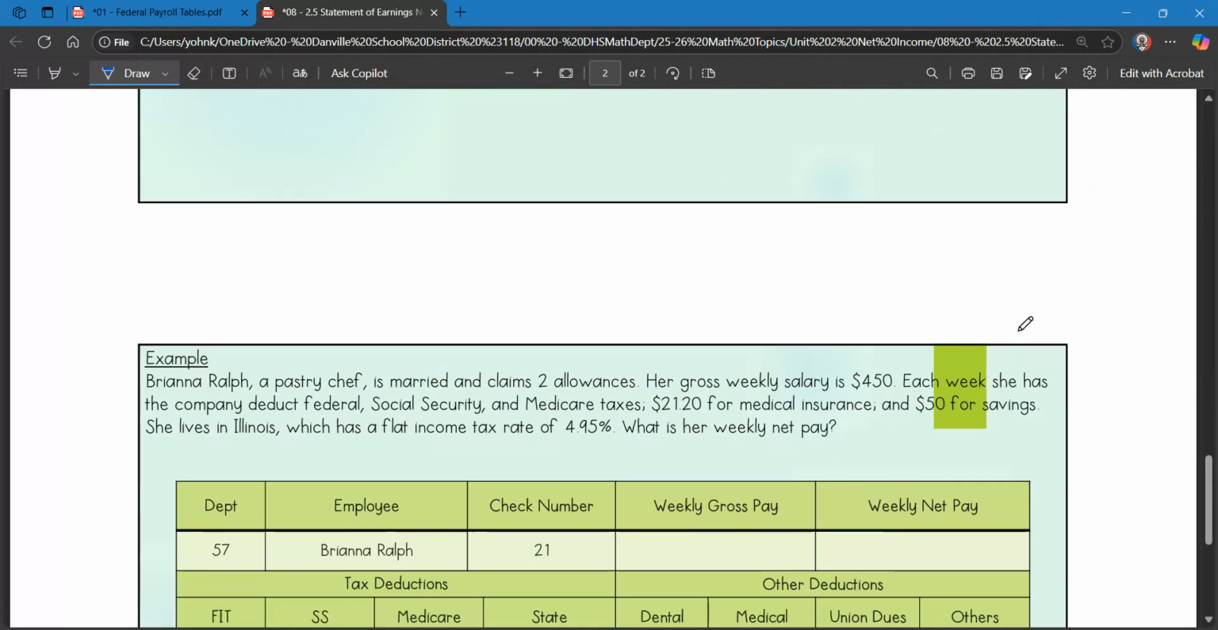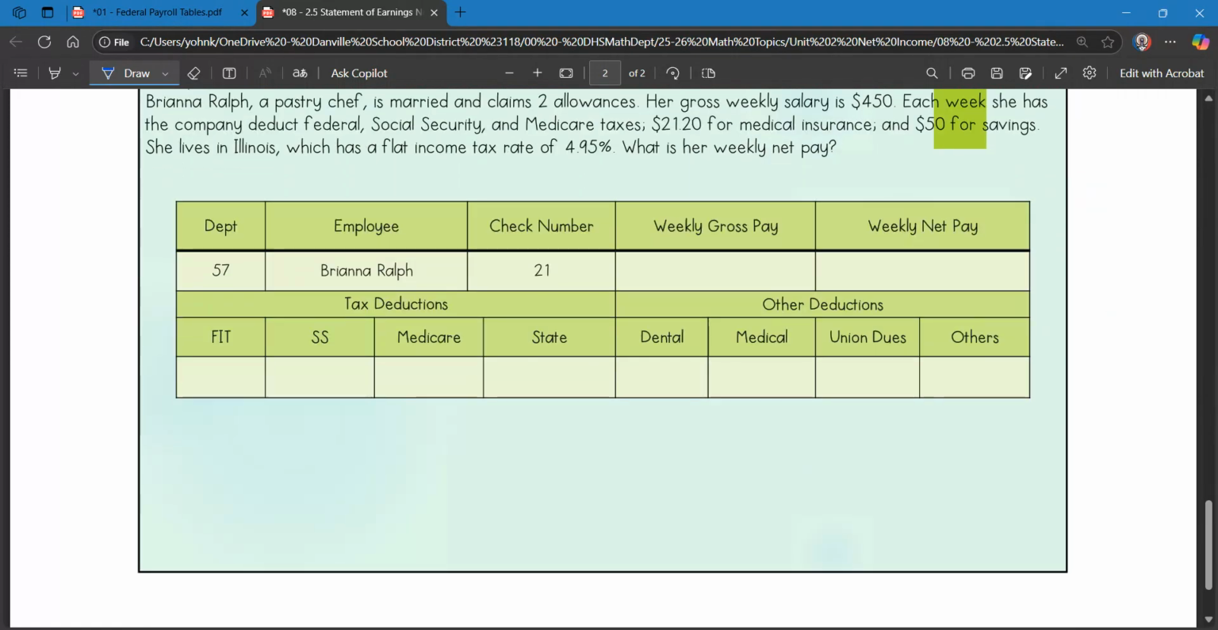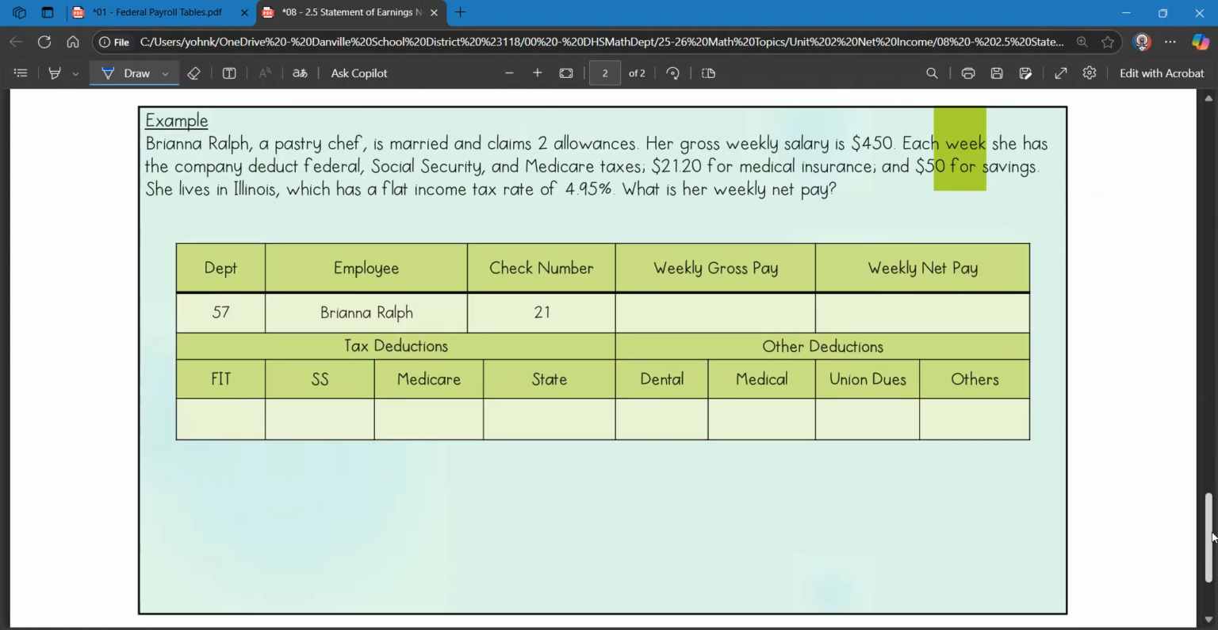All right, let's do another one. This one is Brianna Ralph. She is a pastry chef. She is married and has 2 allowances. That means she has 2 kids. Her gross weekly salary is $450. She makes $450 a week. Each week she has the company deduct federal, Social Security, and Medicare taxes, $21.20 for medical insurance, and $50 for savings. She lives in Illinois, which has a flat income tax rate of 4.95%. What is her weekly net pay?